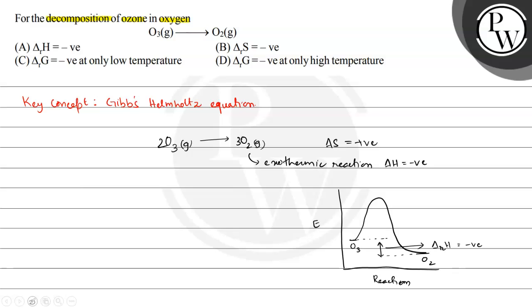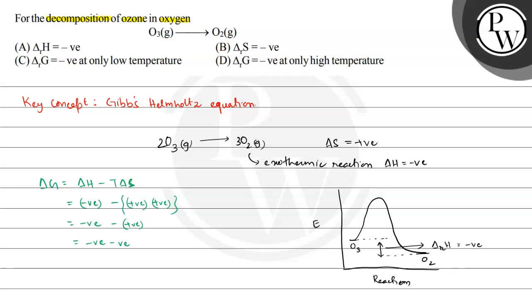Alright. Now let us use the Gibbs-Helmholtz equation. The Gibbs-Helmholtz equation is this one: delta G is equal to delta H minus T delta S. Alright. So the value of delta H is already negative. This is a negative value minus temperature, which is always positive, times delta S, and delta S is positive over here. Alright. So negative minus a positive quantity, that means negative minus negative.